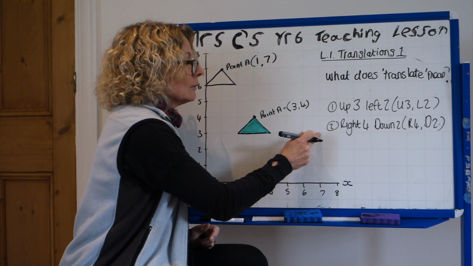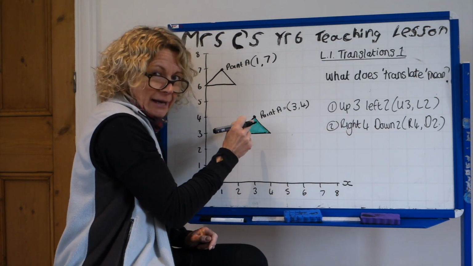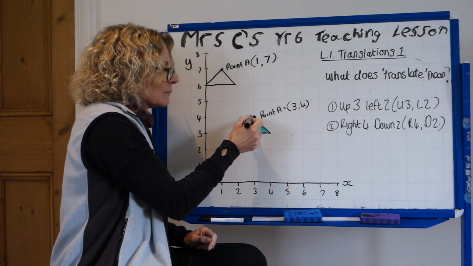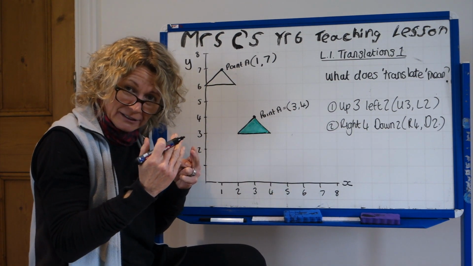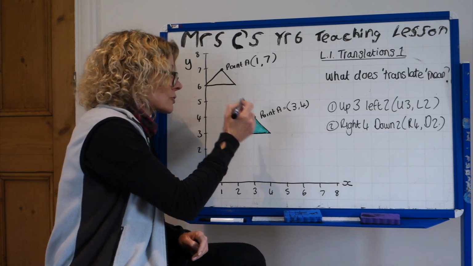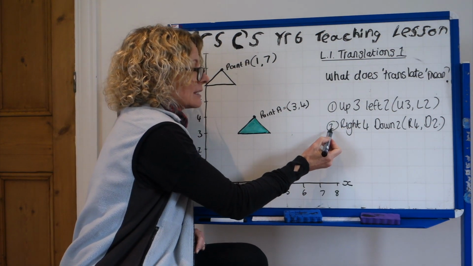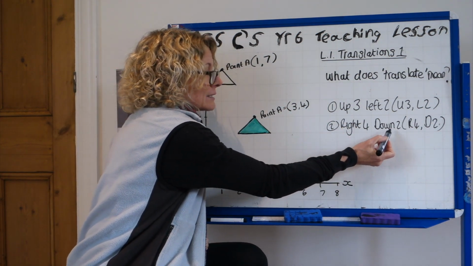So number 2 is asking you for point A. You see how if you move point A, all the other points come along with point A because they're connected like a triangle. So just again, concentrate on point A, and point A is going to go right 4 and down 2.